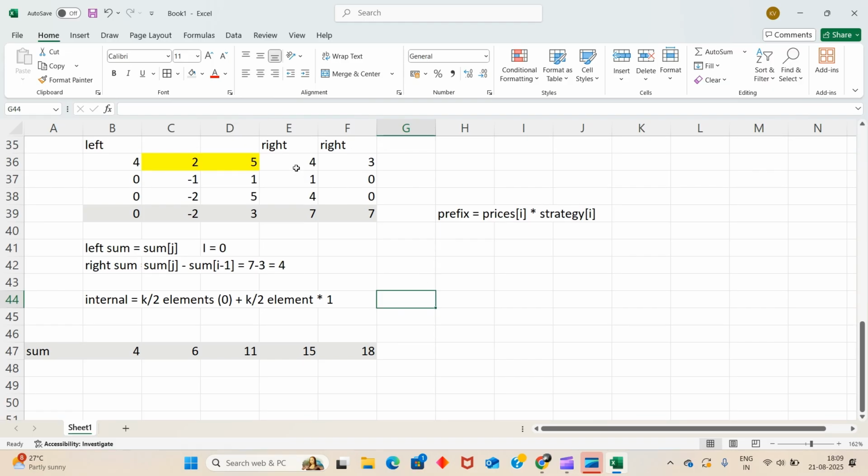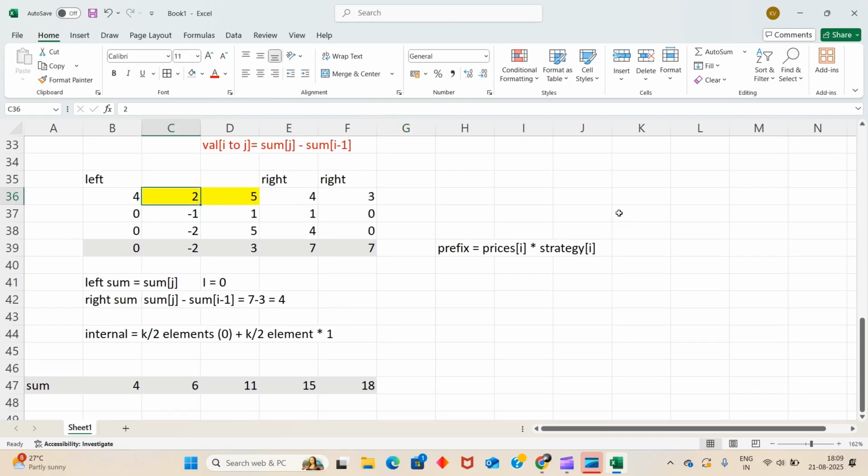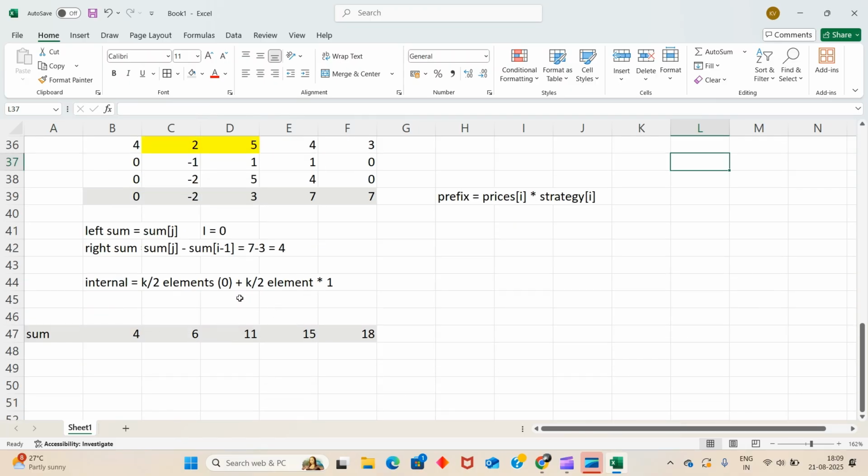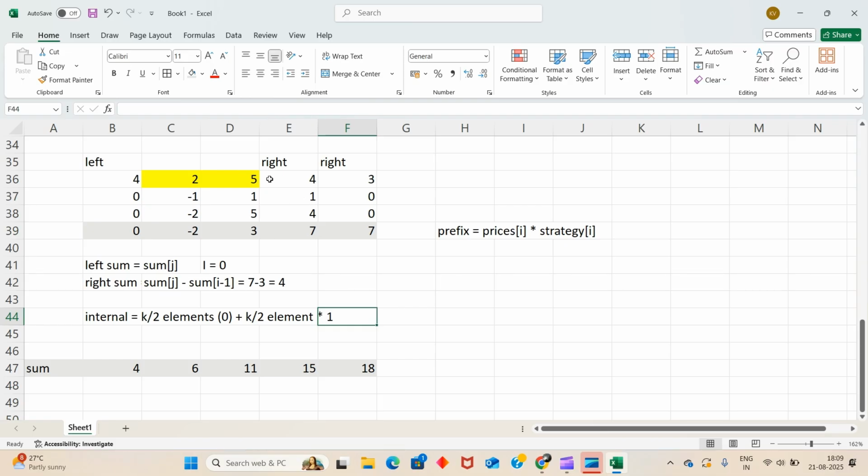Now, suppose my k is 4, the same example. In this case, k by 2 elements into 1. That means, let's say this is my window. I got this 0 and here 4. Now I want to calculate for this, and I will ignore the first half and use the second half sum. So what is i for this? 0, 1, 2. i is 2, j is 2.